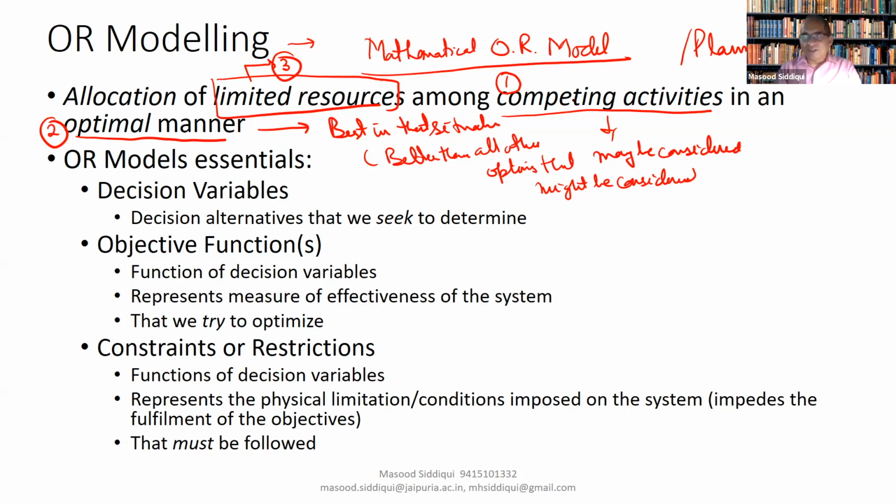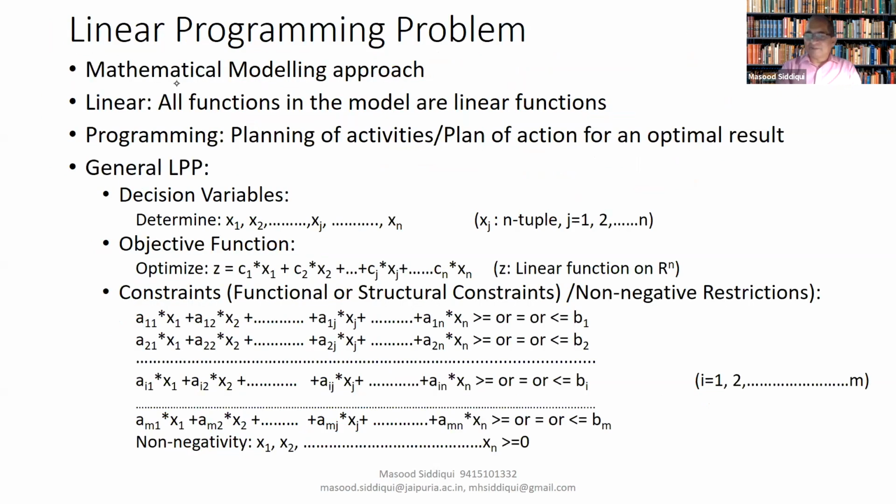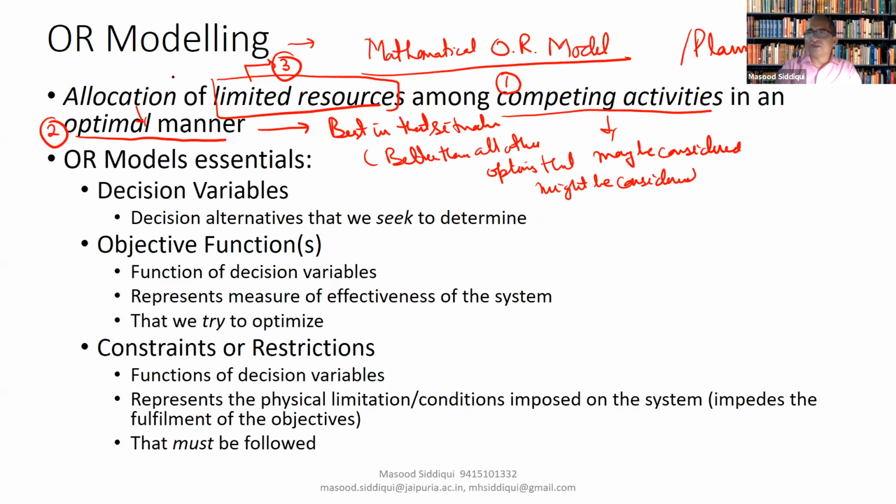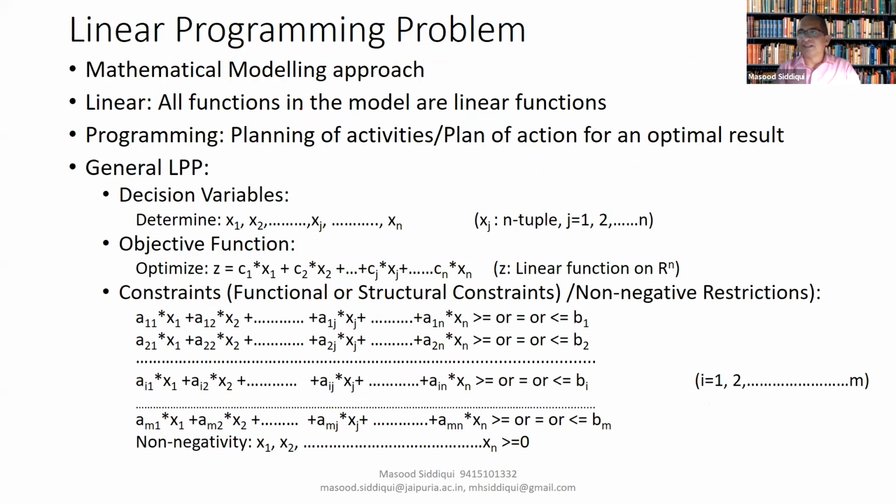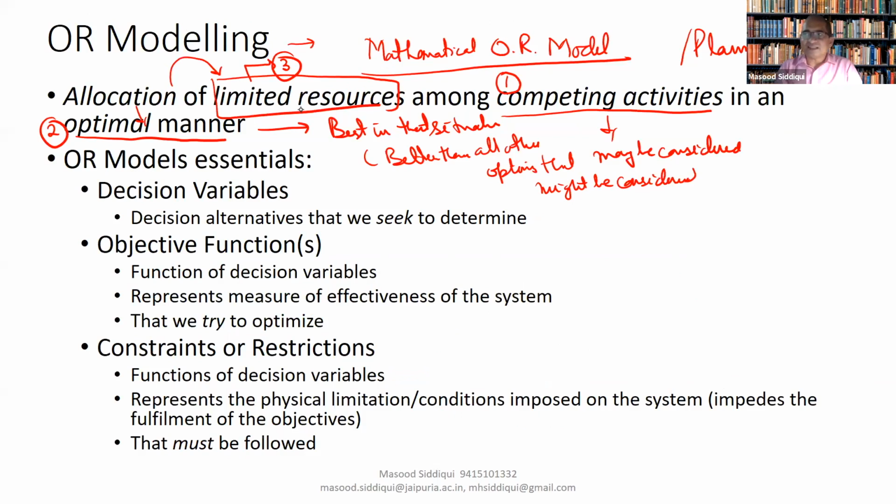right? We would discuss how these competing activities have been taken care of. Then we move to the allocation in an optimal manner. And in the same manner, the allocation of the limited resources, right? So these are the three phases that we consider. First, we will discuss the definitions related to these concepts. Then we will take up a case and discuss how these things are incorporated. So this is the OR model essentials or the core features of any OR mathematical model.